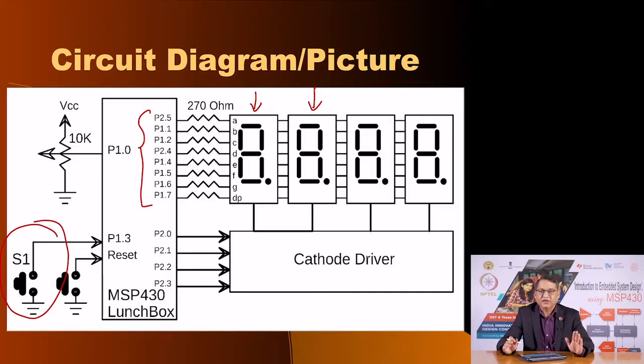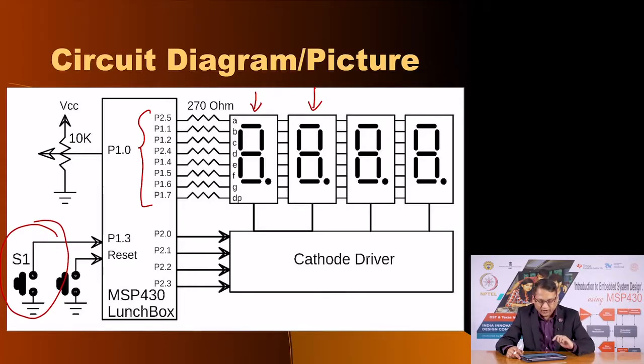Now, the objective of this exercise is not just to count and display, but also to illustrate this wonderful concept called multiplexing and how the rate of multiplexing should be high enough so that the human eye in normal circumstances is able to see all the digits at the same time. But in reality, is that what is happening? No. In reality, only one digit is on at any given time, but it is changed so fast that the human eye is unable to follow that change.